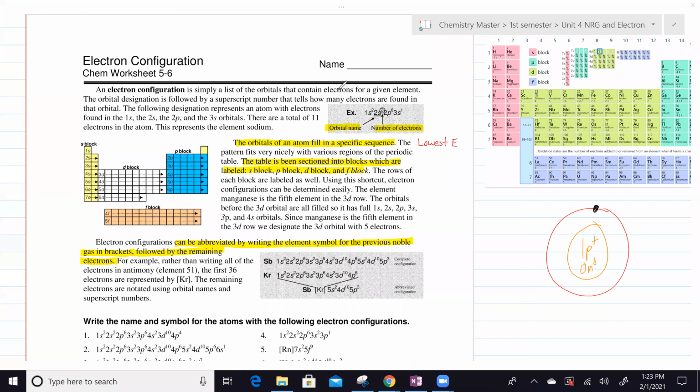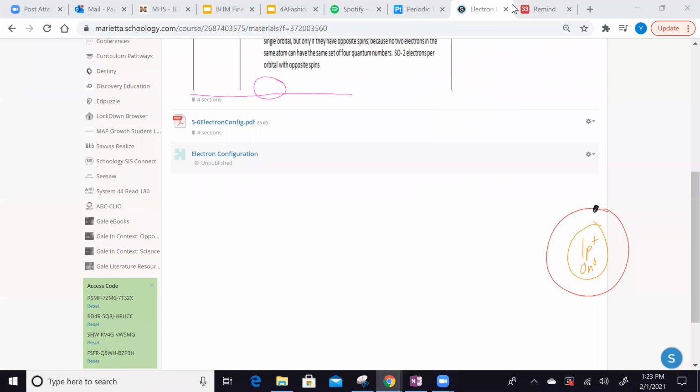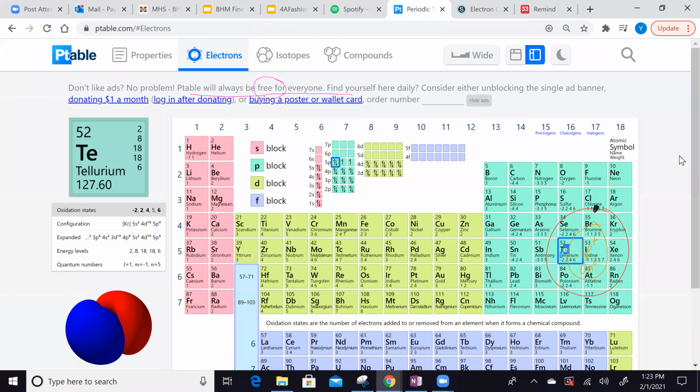So here up top, and you have this worksheet like I said, it says an electron configuration is simply a list of the orbitals that contain electrons for a given element. This word, orbitals, we have not talked about, but I'm going to explain it to you. If I go to this website, I'm going to show you what an orbital is. It's like saying a neighborhood. There are different types of orbitals, or different types of neighborhoods. So let me show you.